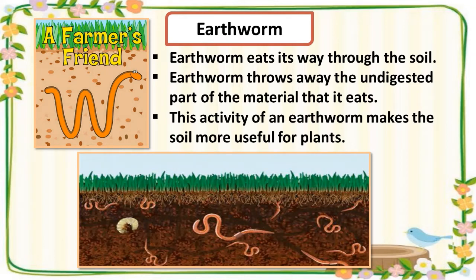Students, do you know that earthworm is called farmer's friend? It is because it eats the biodegradable material in the soil and throws out the undigested part of the material that it eats. This activity of an earthworm makes rich manure which is more useful for plants.